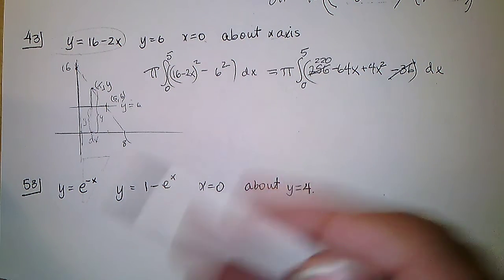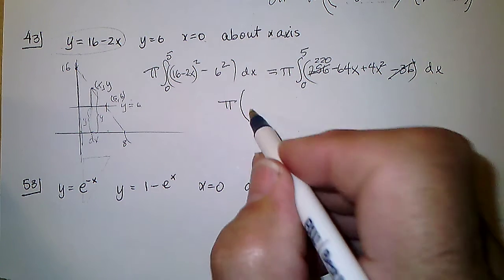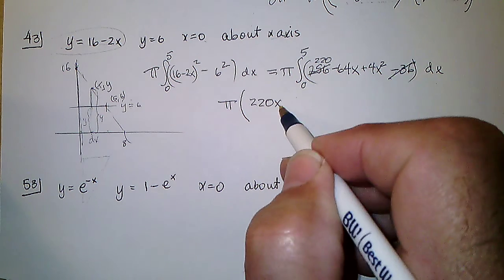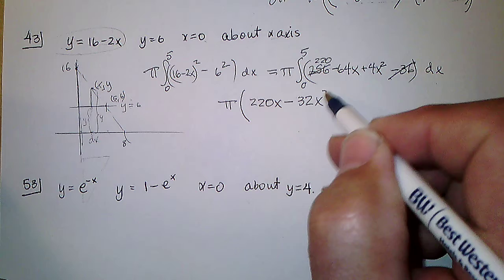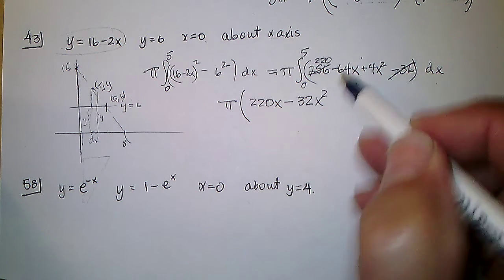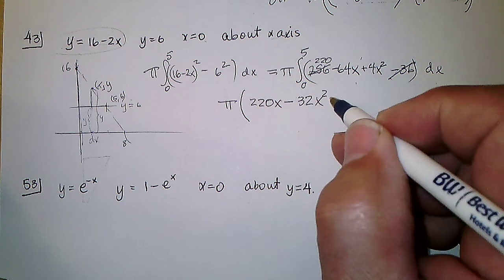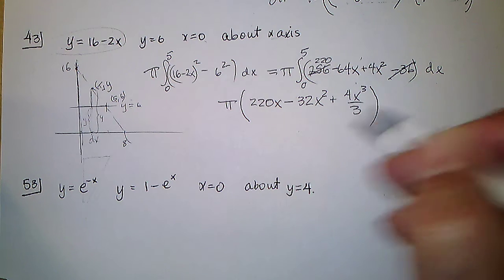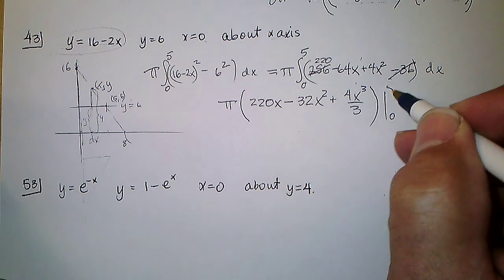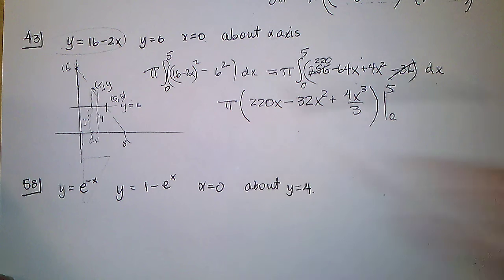And so now we just have an integration. That would be pi times 220x minus 32x squared. X squared over 2 reduces that 64 to 32. And this integrated would be plus 4x to the third over 3, evaluated from 0 to 5. The 0 is not going to do anything, so we're just going to get 5 put in here times pi. I think you can finish that.